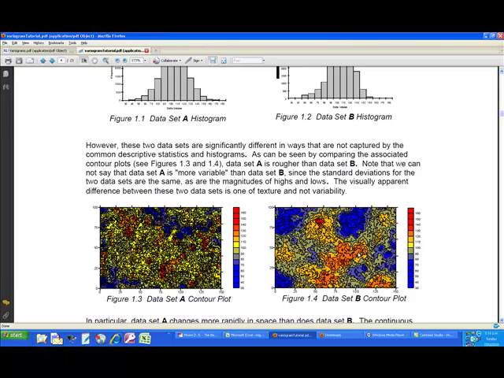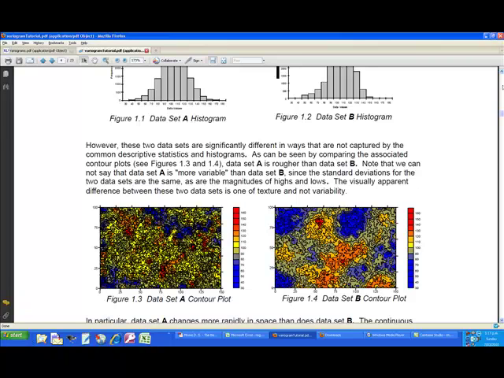Then we can take that collection of heights in figure 1.3, and we can certainly find the average height. We can do the same thing for figure 1.4, for data set B. And it's possible that the averages will turn out to be the same. So it's definitely possible. And we can also check the standard deviation of all these heights in figure 1.3 and the standard deviation of all the heights in figure 1.4. And it's possible that the standard deviations will be the same as well.